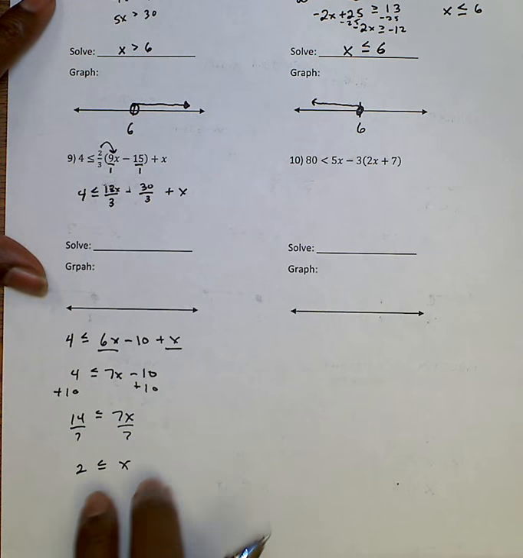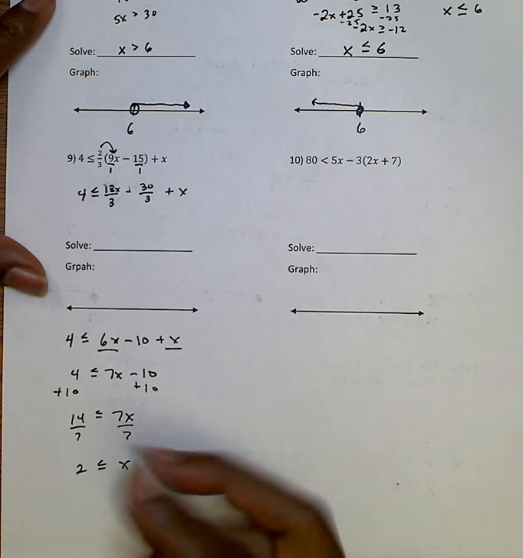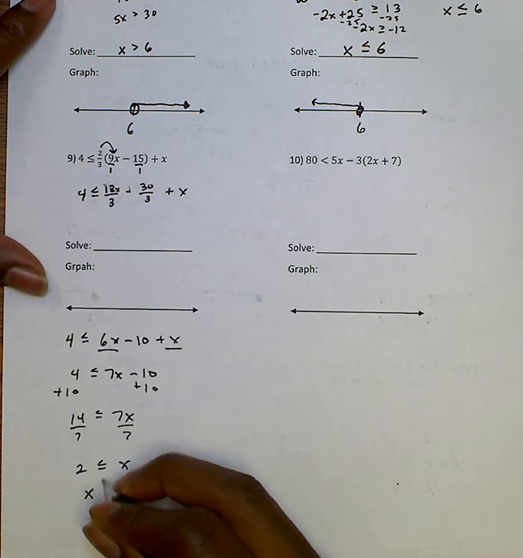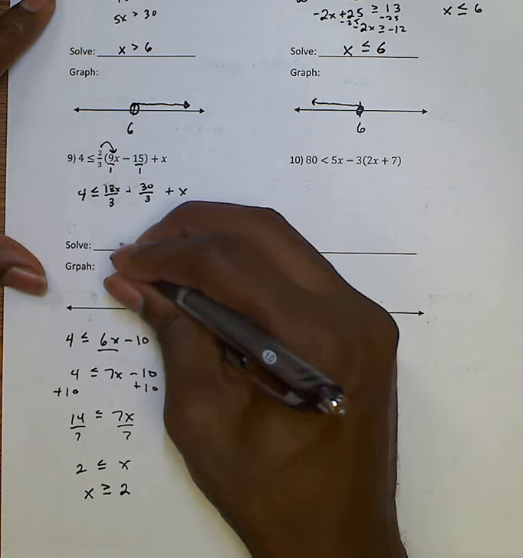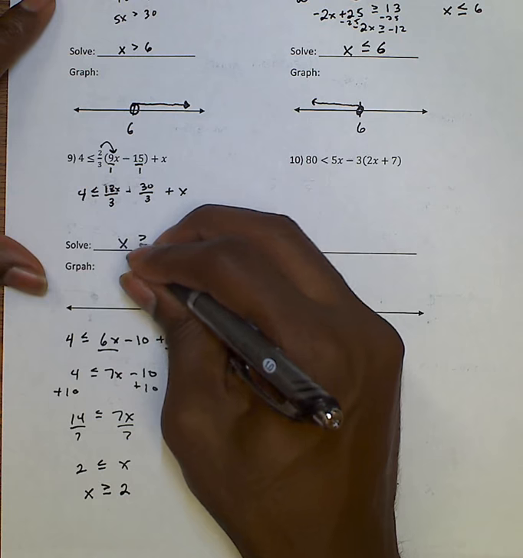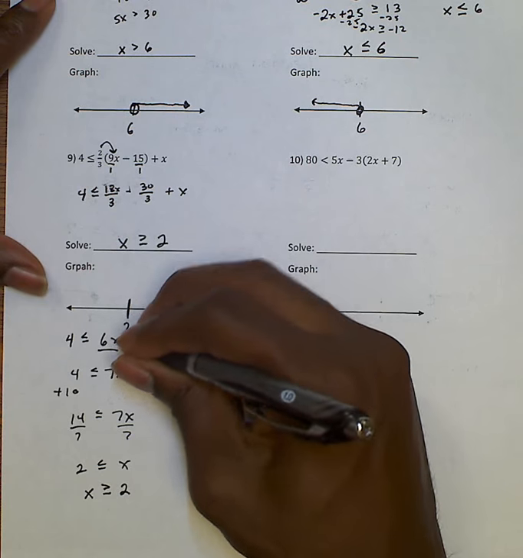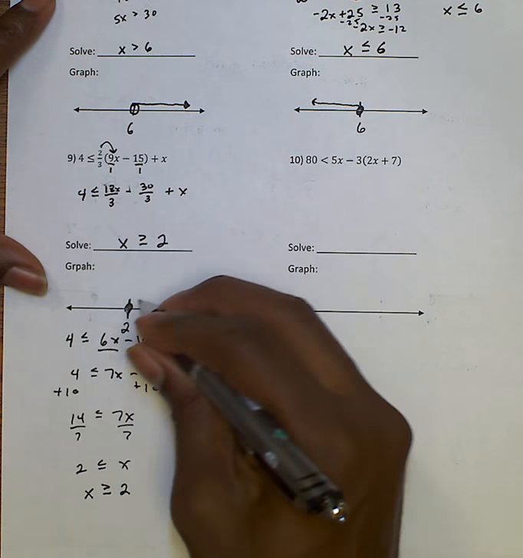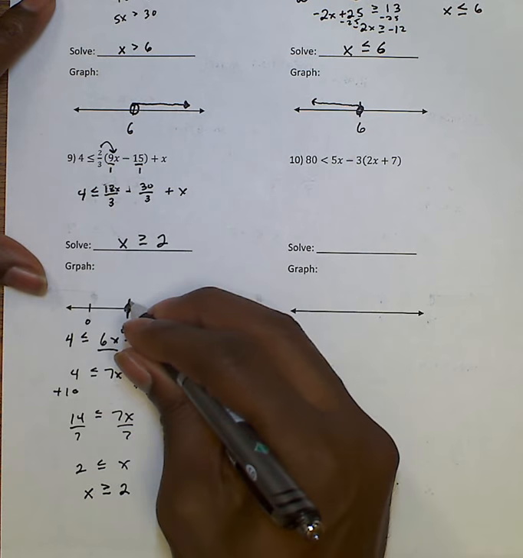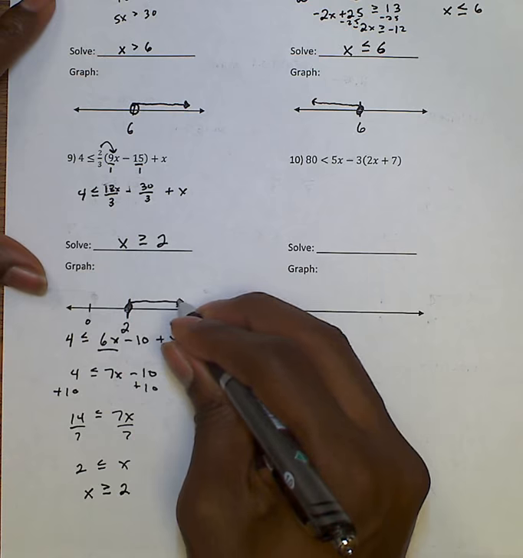I don't like it like this. I'm going to flip it so x starts. The alligator stays eating x. Okay. So x is greater than or equal to 2. That means at 2, on the number line, I'm going to have a closed circle. I'm going to go towards numbers greater than 2.